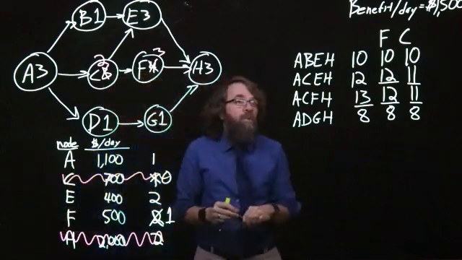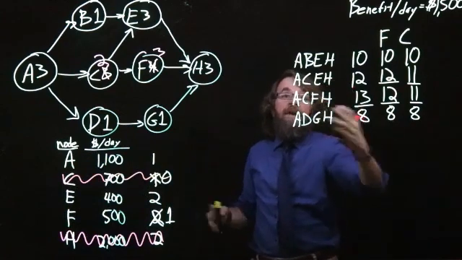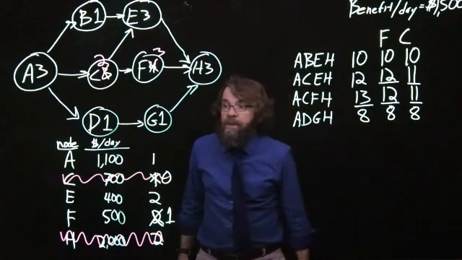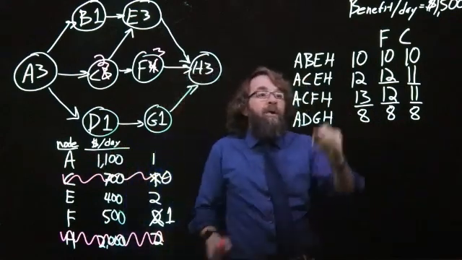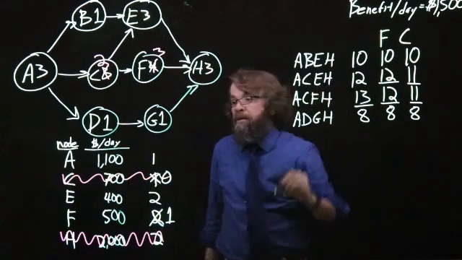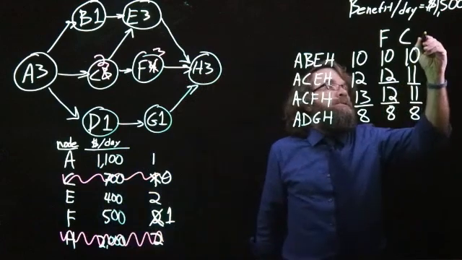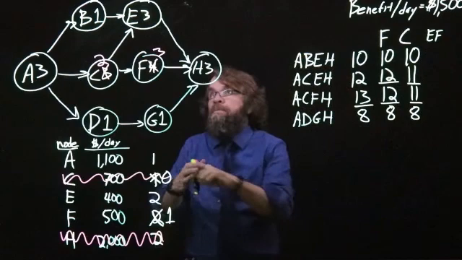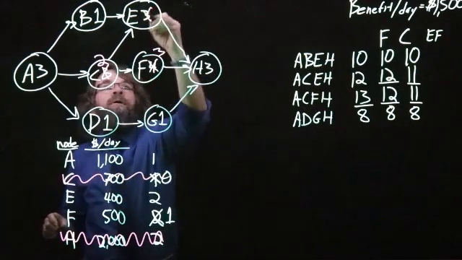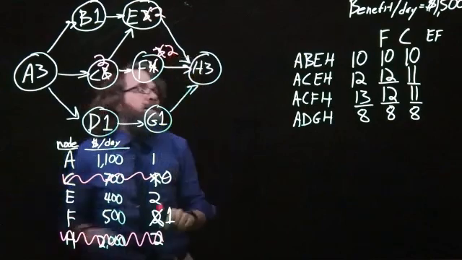Okay, so looking at those two paths, A to C, E, H, and A, C, F, H, what are the options? I could crash A because it's on both paths for $1,100, or I could crash E and I could crash F. E is 400, F is 500, so that's cheaper. So crashing E and F, E will be down to 2 days, F will be down to 2 days.